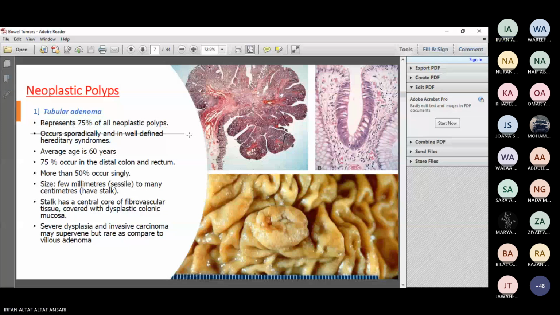If they are purely tubular adenoma, they are usually seen as single, and their size can be a few millimeters to a centimeter. They can be sessile or pedunculated. When they are pedunculated, their stalk will have a central core of fibrovascular tissue, lined by the normal or dysplastic colonic epithelium. They can also have severe dysplasia and invasive carcinoma.